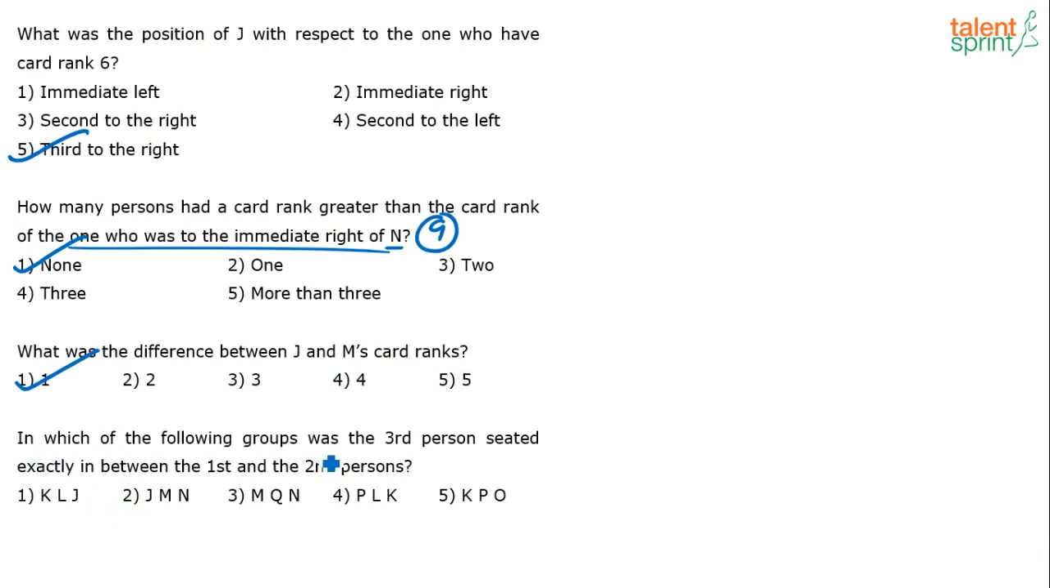Next point: in which of the following groups was the third person seated exactly in between the first and second persons? Oh, for this I'll have to go back and forth. The options are: J between K and L, N between J and M, Q between M and N, K between P and L, O between K and P.